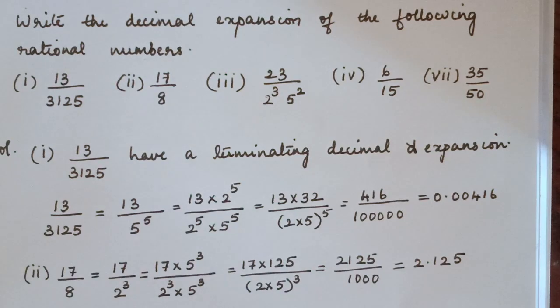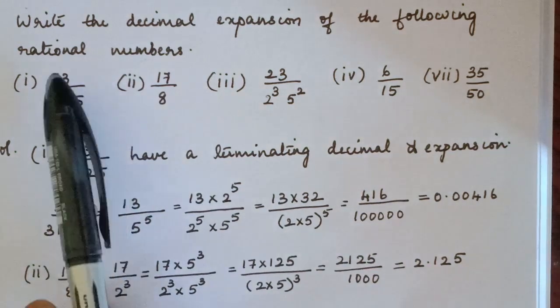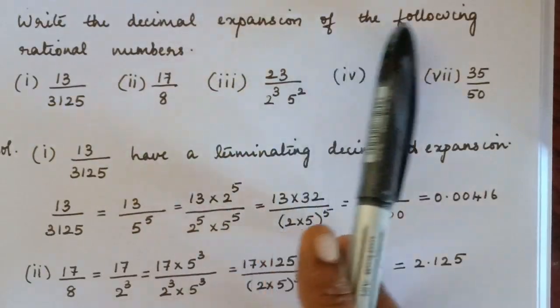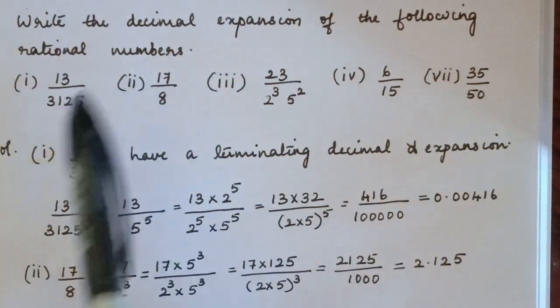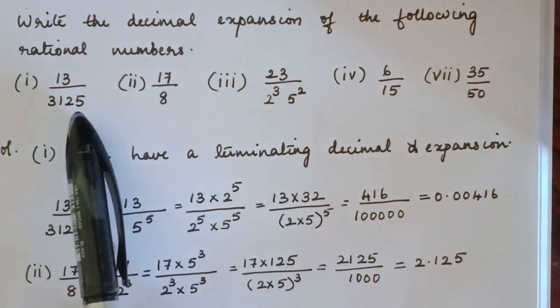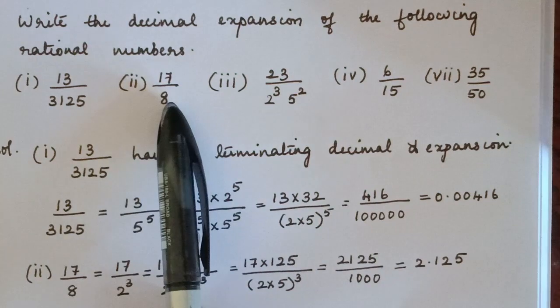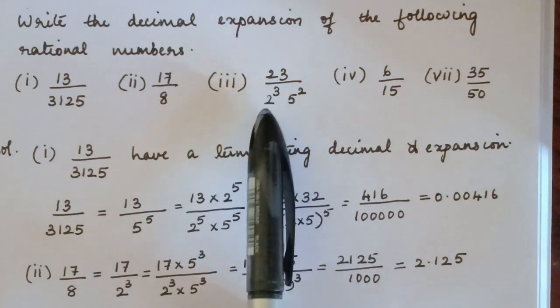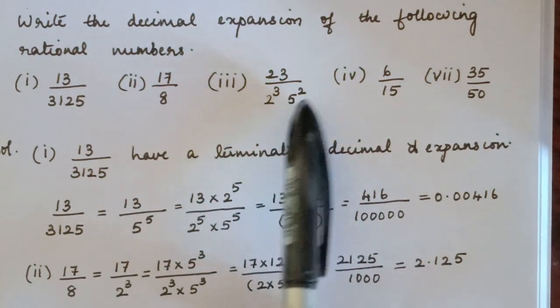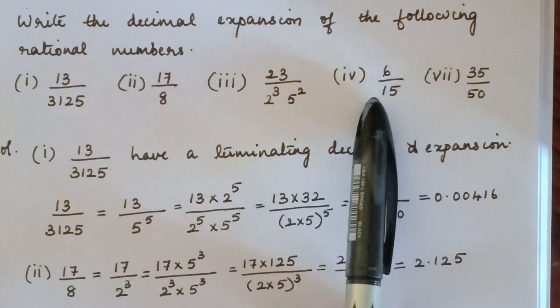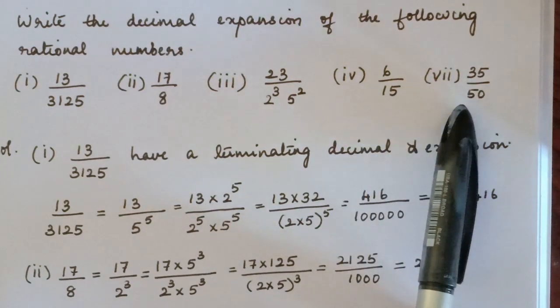Hi all, this video is also based on decimal expansion of rational numbers. We have a question here. Write the decimal expansion of the following rational numbers: 13 by 3125, 17 by 8, 23 by 2 cube into 5 squared, 6 by 15 and 35 by 50.